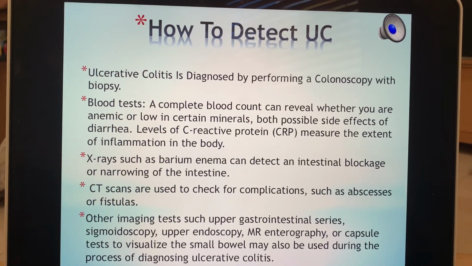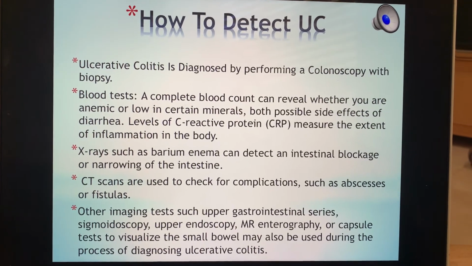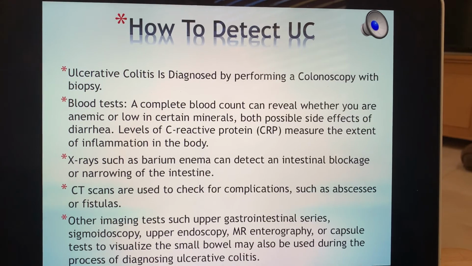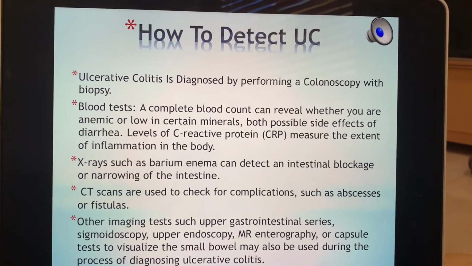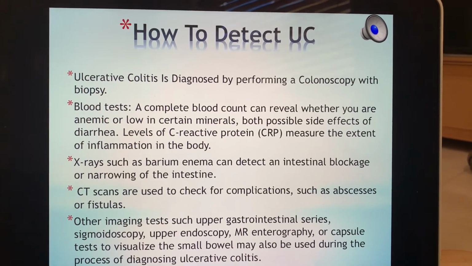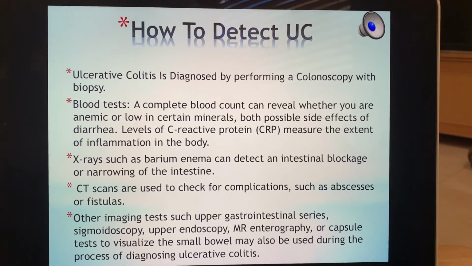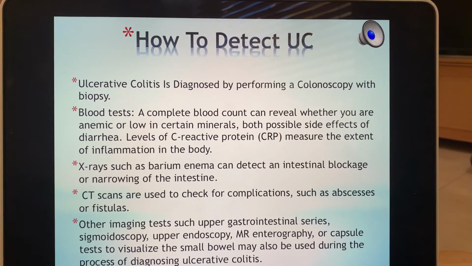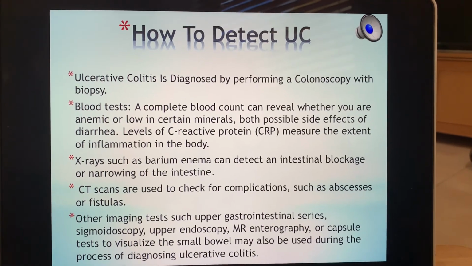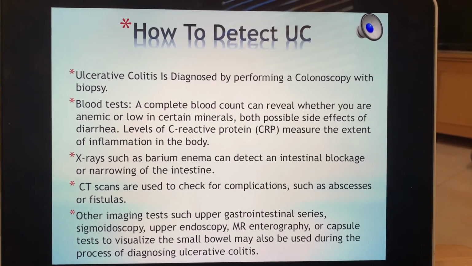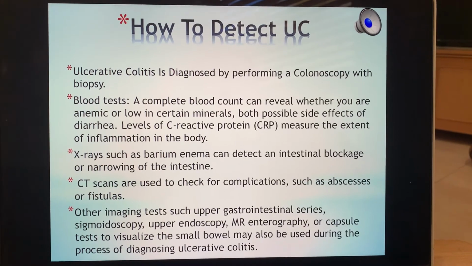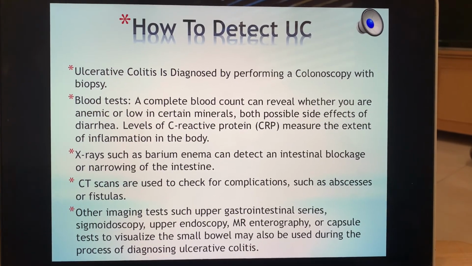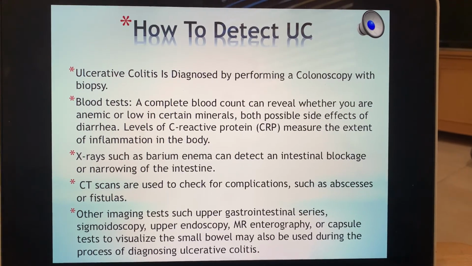X-rays such as barium enema can detect an intestinal blockage or narrowing of the intestine. CT scans are used to check for complications such as abscess or fistulas. And other imaging testing such as upper gastrointestinal series, sigmoidoscopy, upper endoscopy, MR enterography, or capsule tests to visualize the small bowel may also be used during the process of diagnosing ulcerative colitis.